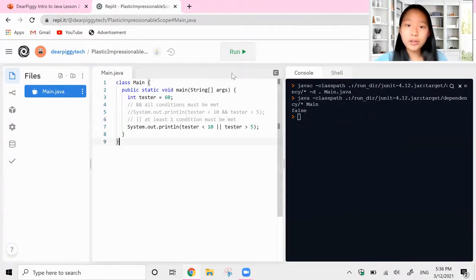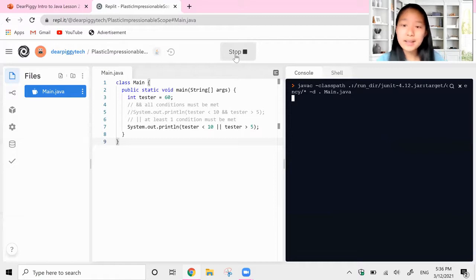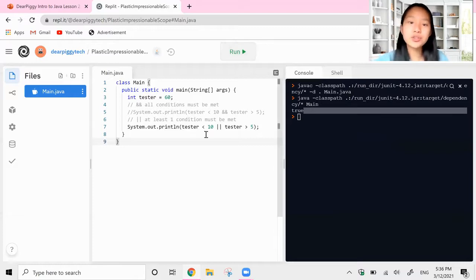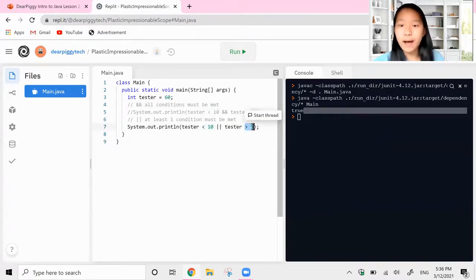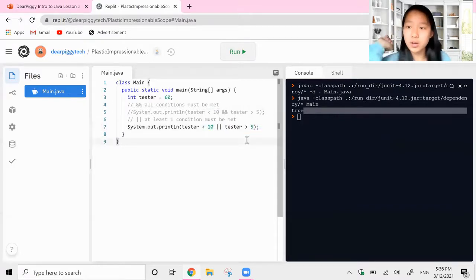So now run your code, and what is it gonna give us? Drum roll. Hope you can hear me tapping on the table. True. Okay, so this is true because while 60 is not less than 10, 60 is greater than 5. So it met one of the conditions. So yes, this works. We are good to go.